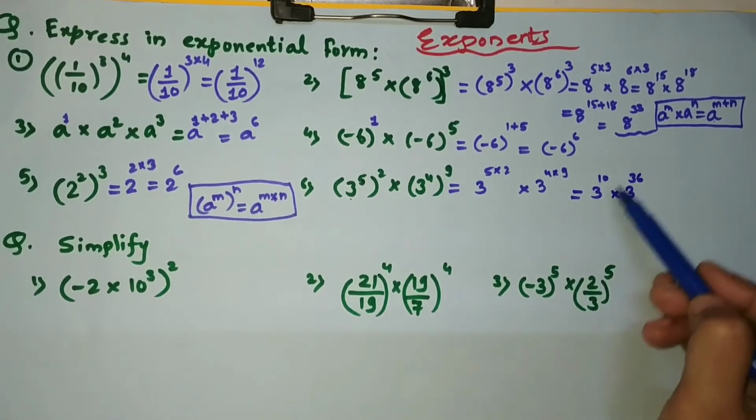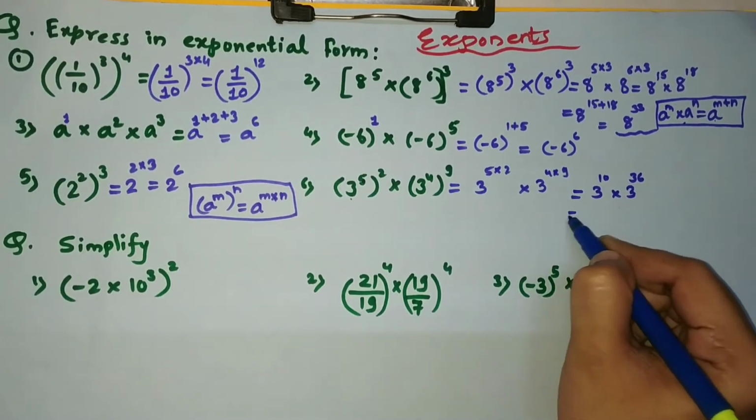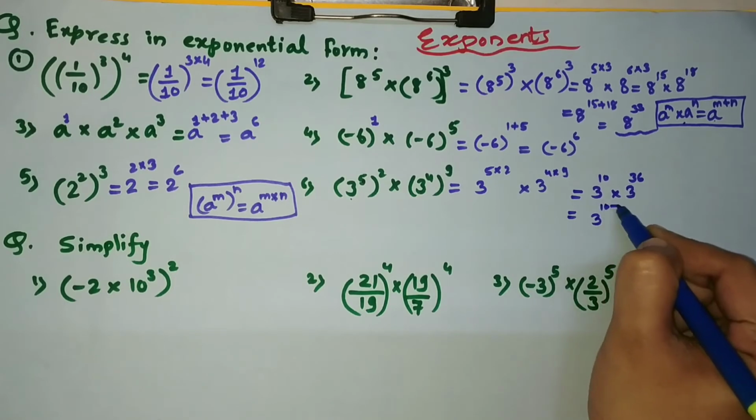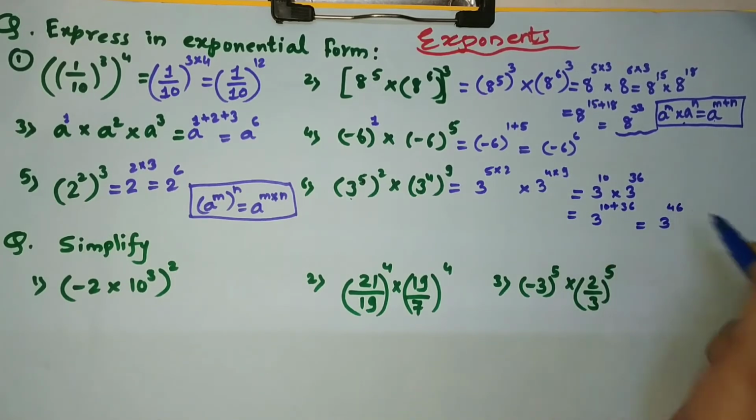Now go for this law: when the bases are the same, we need to add the powers. So we'll add this 10 plus 36. We'll get 3 to the power 46.